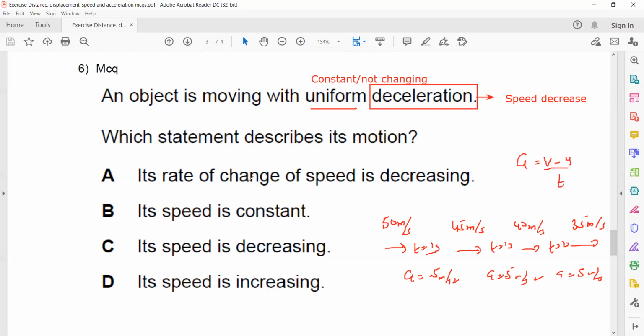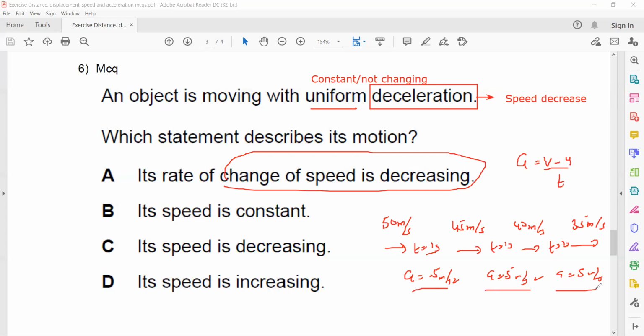Rate of change of speed refers to acceleration or deceleration, but here it's a constant, so that is not the right answer, because they mention it is a constant deceleration. So the term constant deceleration means that the acceleration or deceleration is not changing its value. So it cannot be A.